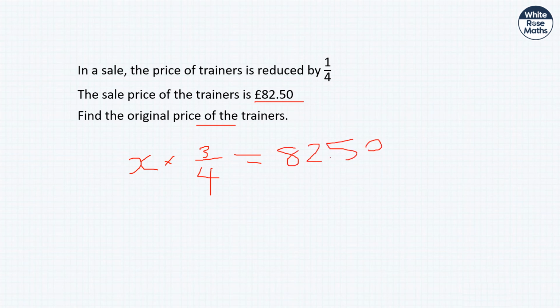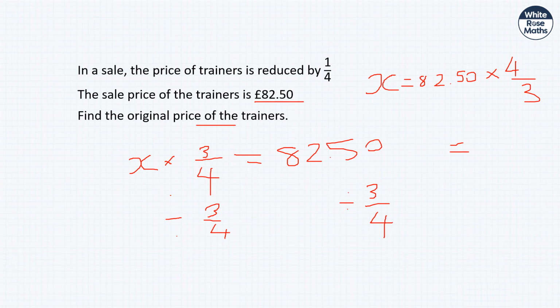Divide both sides by 3/4. Dividing by 3/4 here is the same as multiplying by 4/3. So 82.50 times 4/3 will give you your answer. Essentially it's the same as dividing by 3 and then timesing by 4. So it's going to be £110.